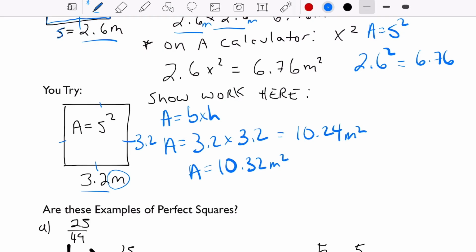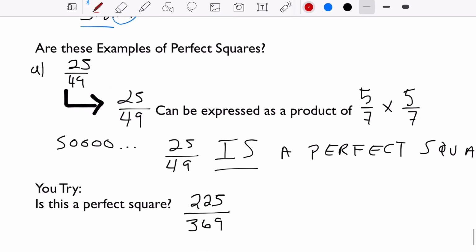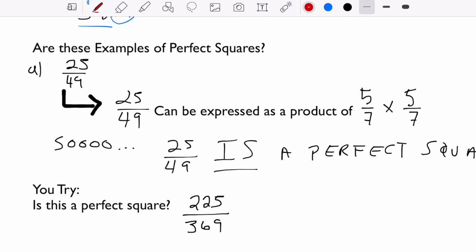All right, so coming back over here into these notes, we're going to take a look at fractions and figure out if they're perfect squares. So the first thing you're going to see here is that you're given 25 over 49. This is a fraction, and they want to know, is this a perfect square? So the first thing that you're going to do is you're going to square root the top and square root the bottom.